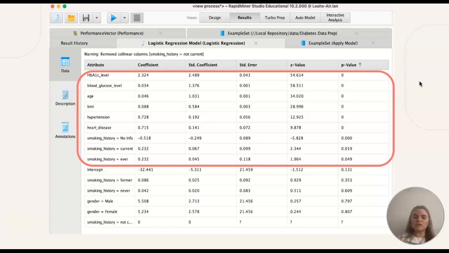Another one is heart disease, hypertension, body mass index, so that has to do with weight of someone. I have found that is more common just in research for overweight people to have diabetes. Another one is age. It is more common for older individuals to have diabetes. Another one is blood glucose level, and the last one is HbA1c level.